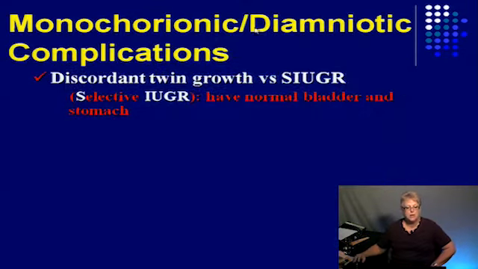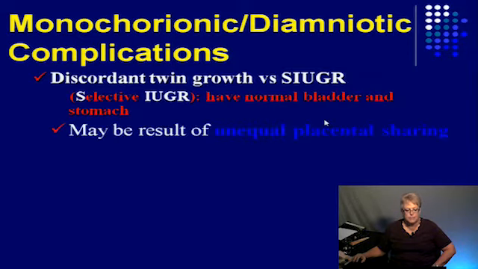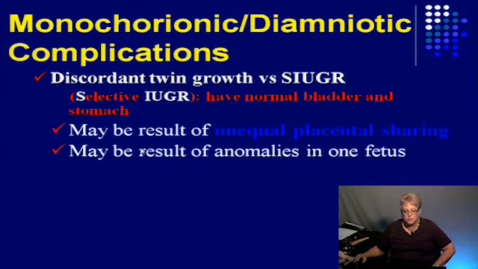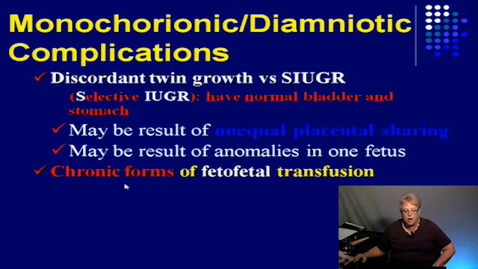All right, so monochorionic diamniotic complications, some of the things that we can see is the discordant growth versus sIUGR, selective IUGR. The difference is that in selective IUGR, they have normal bladders and stomach. So one's small, but they have normal fluid, normal bladder, normal stomach. It may result from the unequal placental sharing, may be a result of anomalies in one baby, chronic forms of fetal-fetal transfusion, like TAPS syndrome. We'll talk about that in a minute.